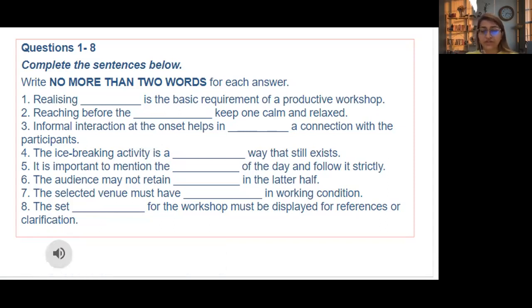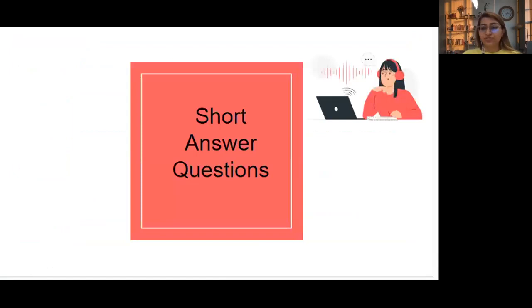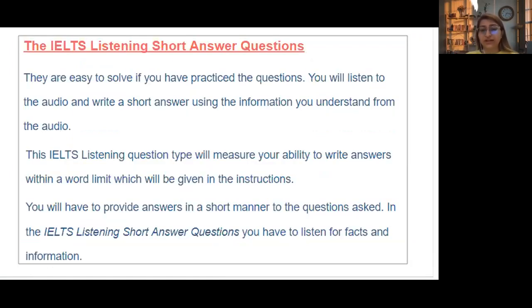Now please check your answers for this exercise. Let's move forward towards short answer questions. Now, what are short answer questions? You will listen to the audio and you will write a short answer using the information you understand from the audio, right?